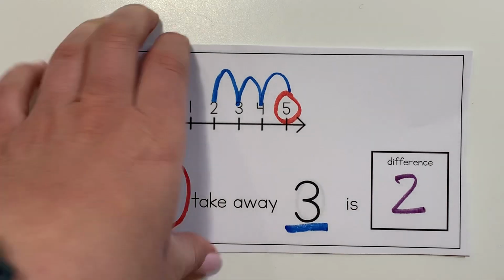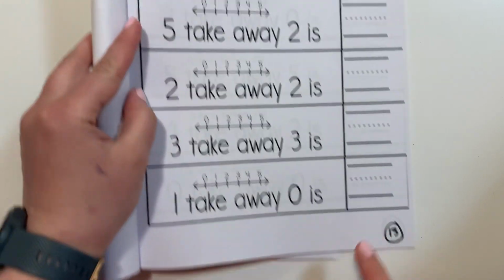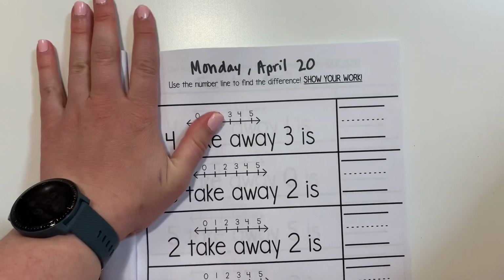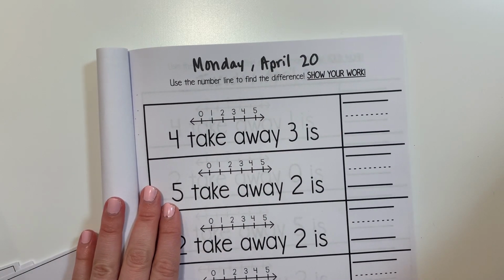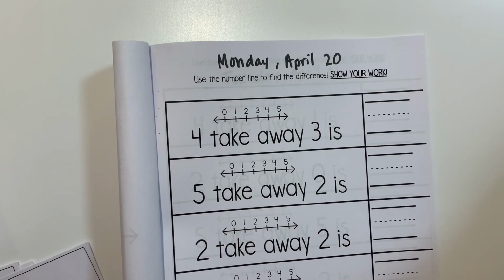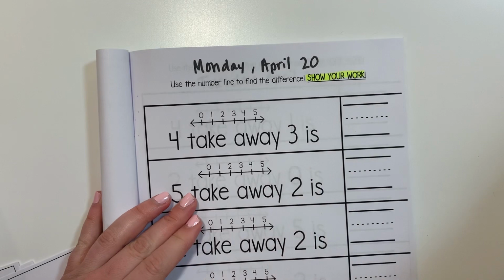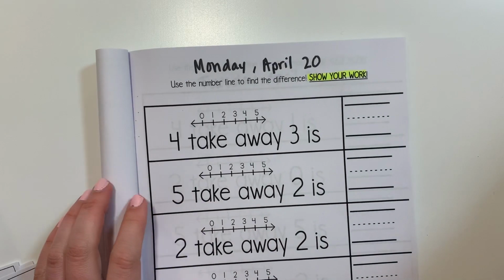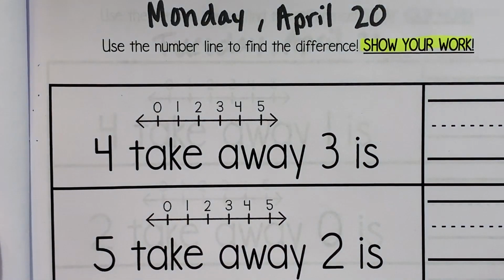Go ahead and get out your Math at Home Learning book. Open it up to page 13, a 1 and a 3. It says Monday, April 20th. On this page, you are going to use the number line to find the difference. Show your work. I have to see that you are showing your work because that shows me that you know how to use a number line. This is what your paper should look like. I'll do the first one with you.